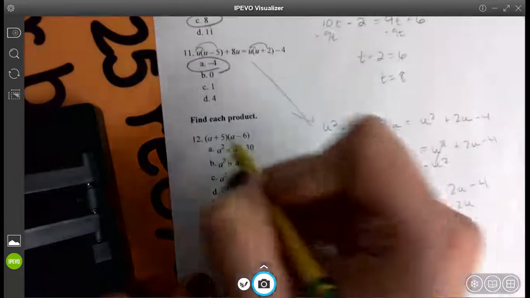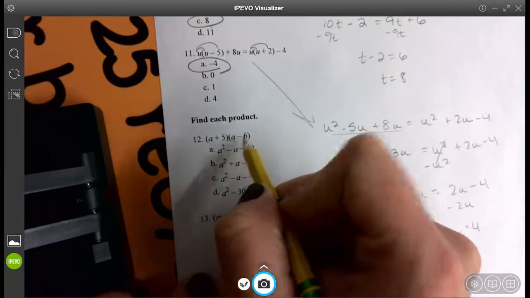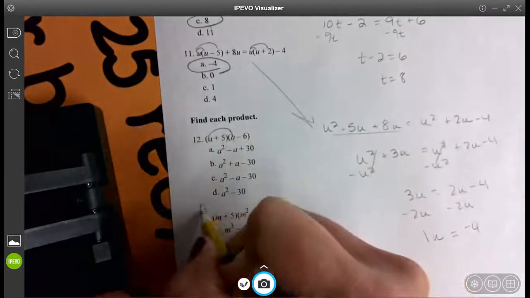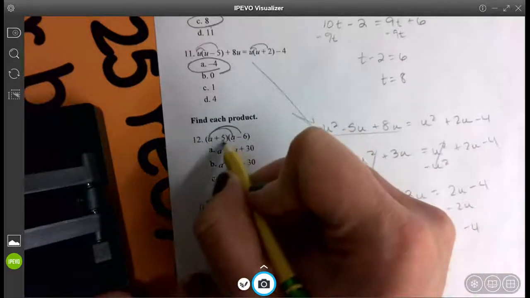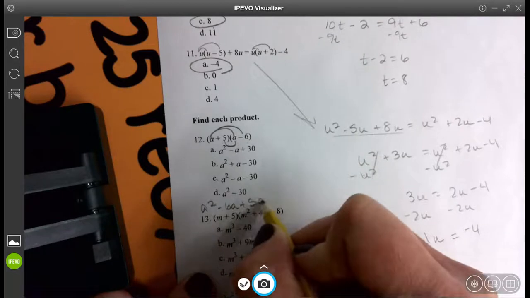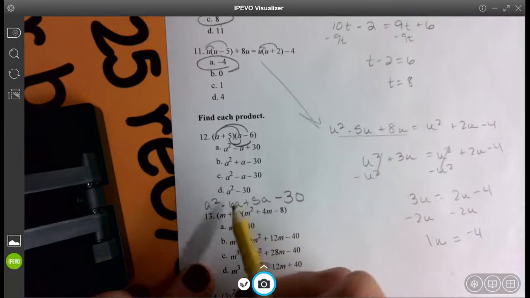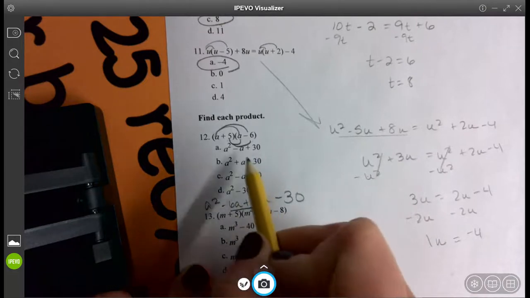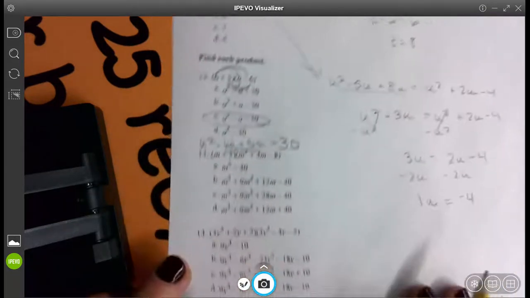All right, next one. Find each product. This is a binomial multiplied by a binomial, so it's called FOIL. First, outer, inner, last. When you combine these like terms, it's going to be negative a. So this is your answer.